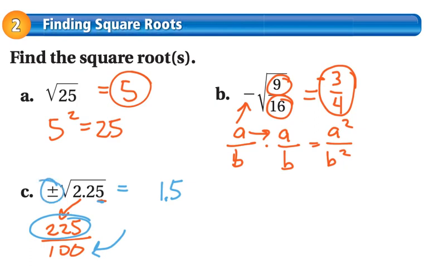Now again, they wanted the positive and negative version. They wanted both values, so you make sure you put that same symbol here. And the square root, or both square roots of 2.25, is ±1.5.